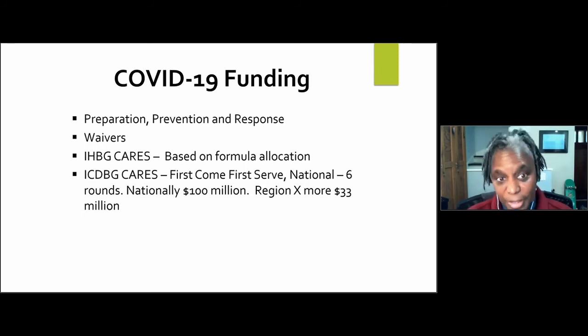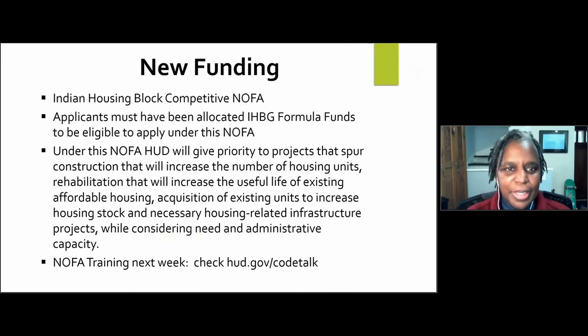So I want to shift to the next slide. That's kind of what we did in the past. What's happening now, and what I really want to urge you all to really dig into, is a new funding opportunity called the Indian Housing Block Grant Competitive. We call it a NOFA for the Notice of Funding Availability, and that is $100 million.